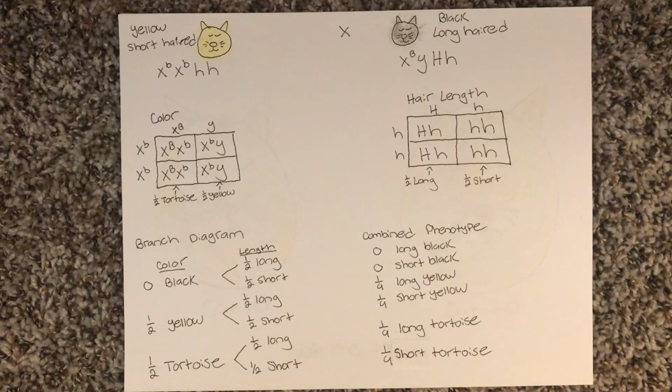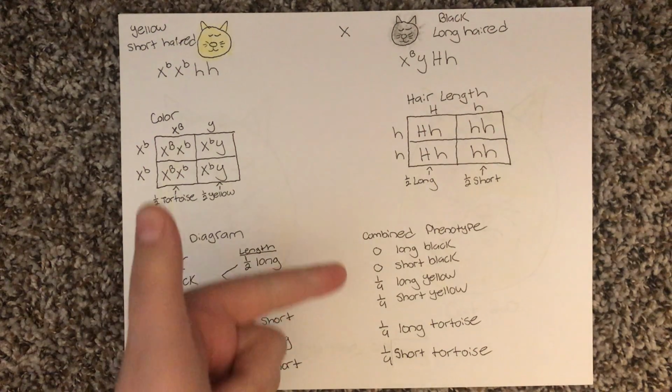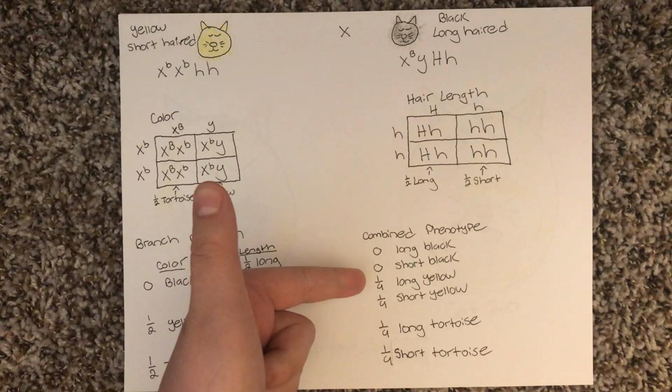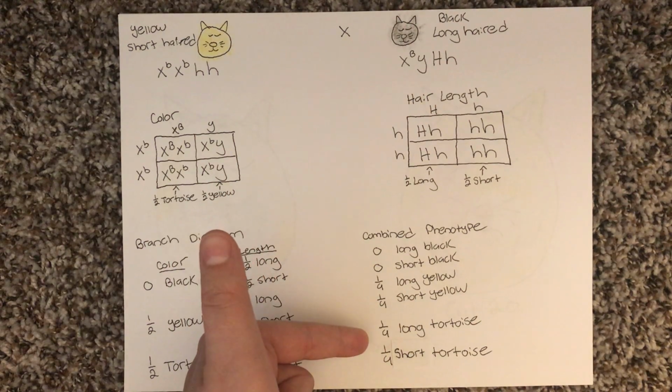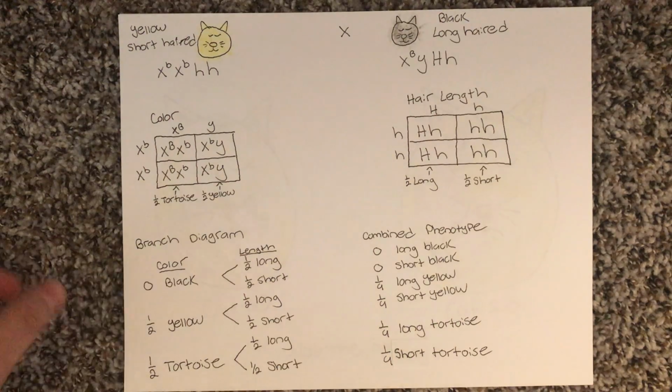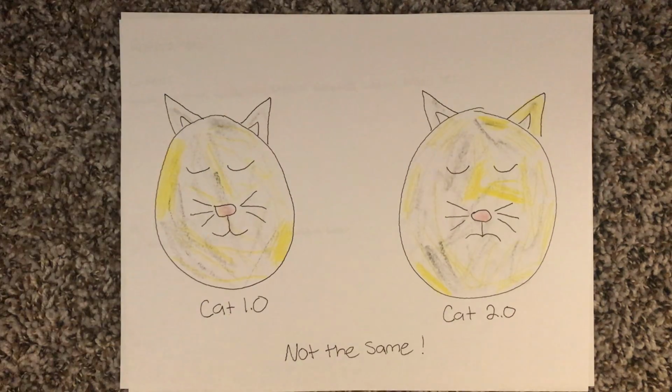Then to calculate my combined phenotypes, I'd multiply the fractions since I'm looking for a cat with both qualities. So the ratio would be 0 long black, 0 short black, 1/4 long yellow, 1/4 short yellow, 1/4 long tortoiseshell, 1/4 short tortoiseshell.